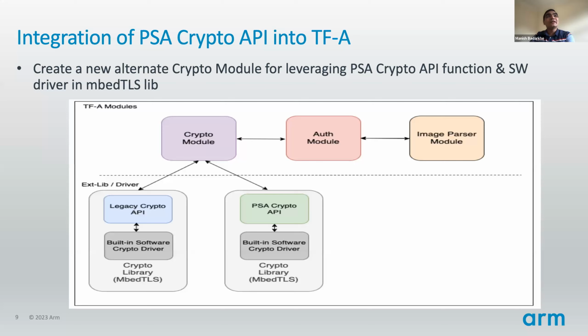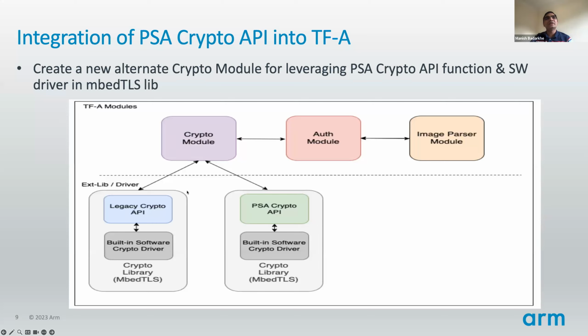So how are we integrating this PSA crypto API into the TFA? What we have done is we have not changed any legacy crypto API implementation, because right now we are validating whether this PSA crypto API is working in all senses or not. So the legacy crypto API still gets registered as a separate crypto driver, and it has its built-in software crypto driver. So we have created one new build option to register the PSA crypto API.